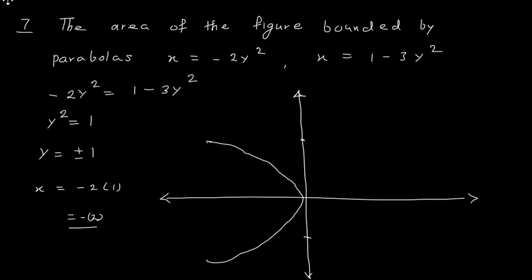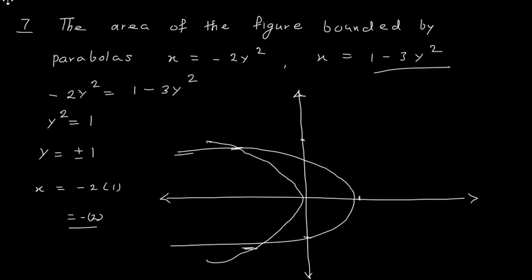Now the second equation is x equals 1 minus 3y square. If I put the value of y as 0, I will get x equals 1, so somewhere here. And this is also a parabola opening towards the x-axis, and as we know it will intersect at this point and somewhere at this point. So let us draw a parabola like that. So the parabola will be something like this.